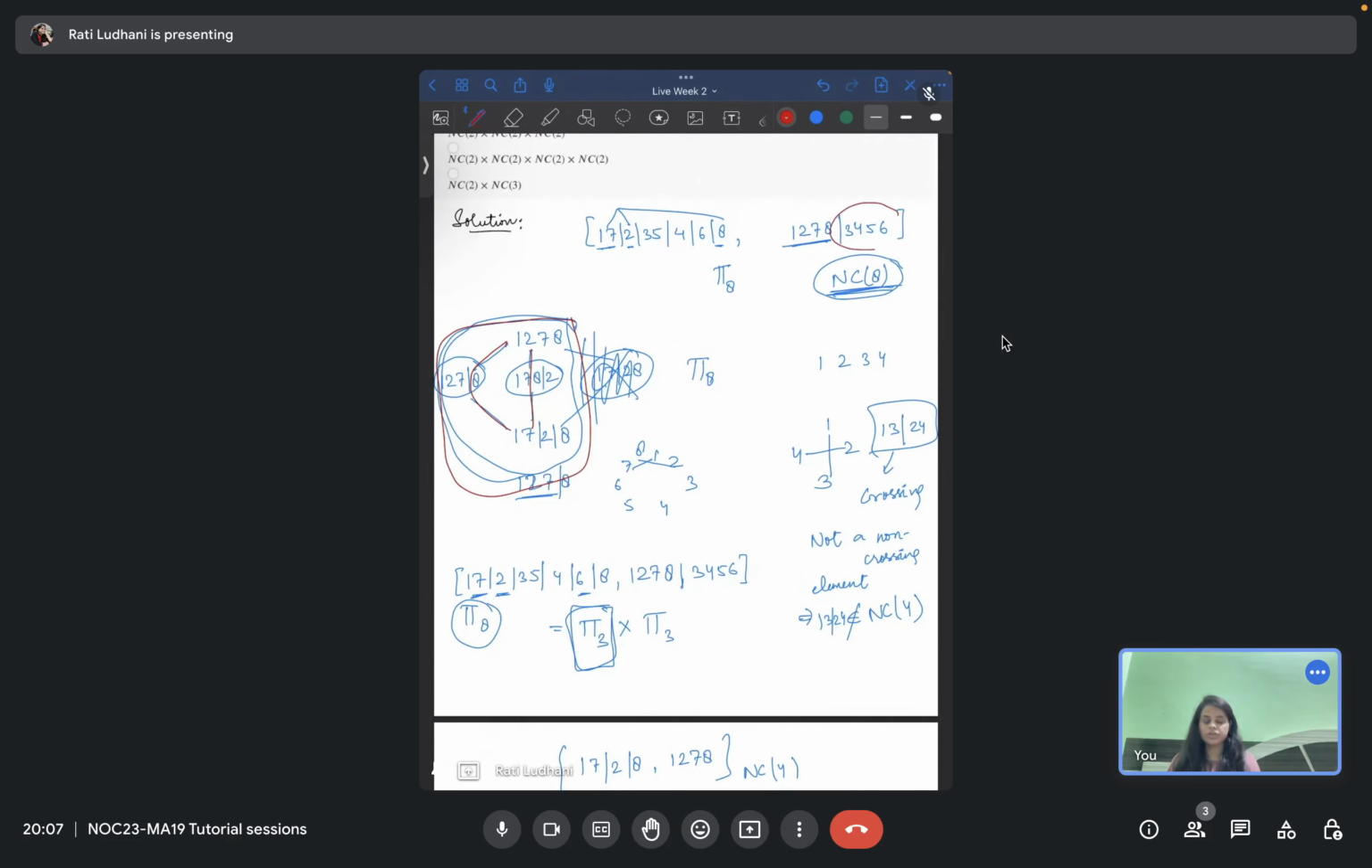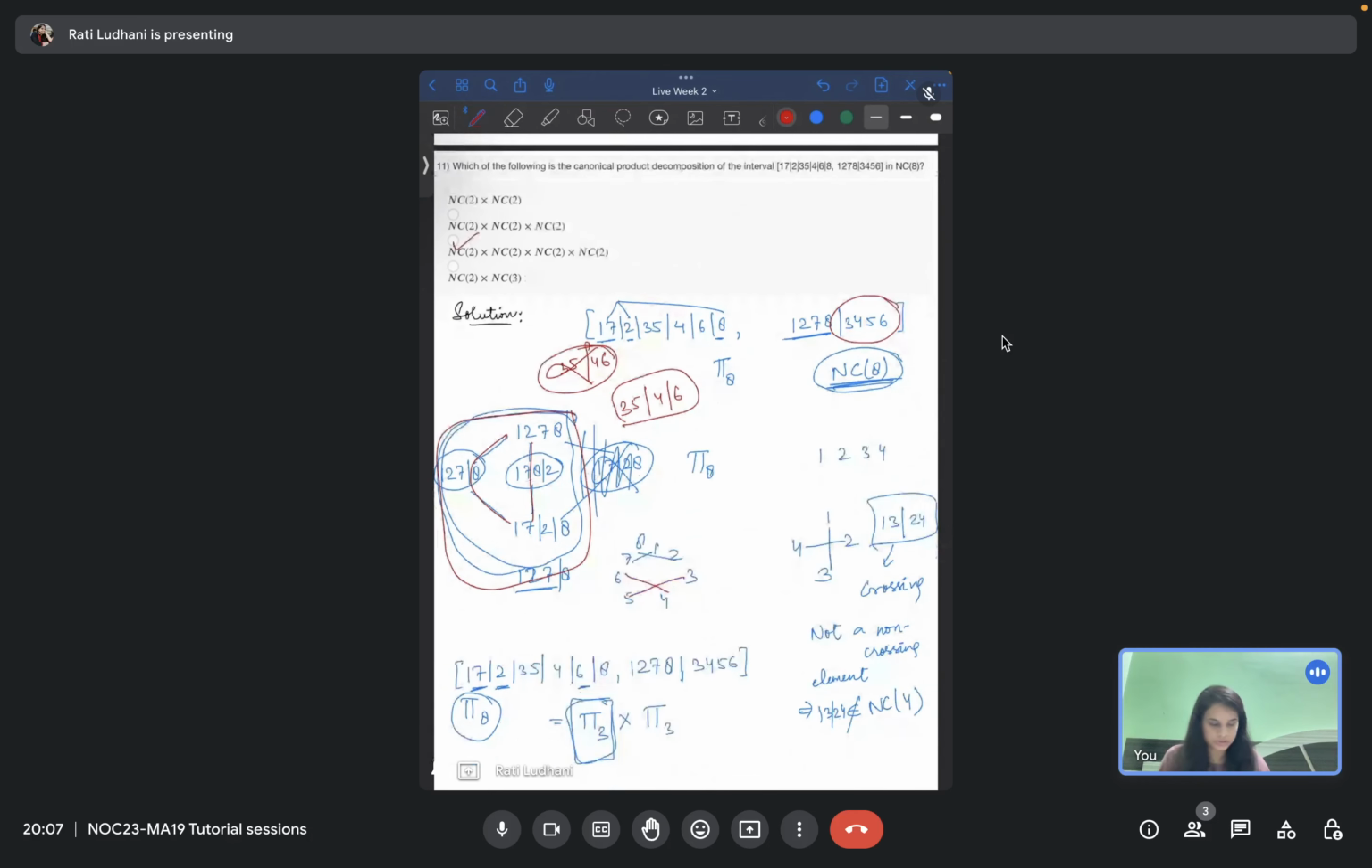Similarly, you can do it for 3, 4, 5, 6. This is exactly again NC2 cross NC2 because you will have 3, 5 and 4, 6. Again you will have the problem with 3, 5 and 4, 6 because it will cross. 3, 5 is this, 4 and 6 is this. So it will cross. So again you have to remove this partition. Is that okay? So that will be your answer, NC2 cross NC2 cross NC2 cross NC2.